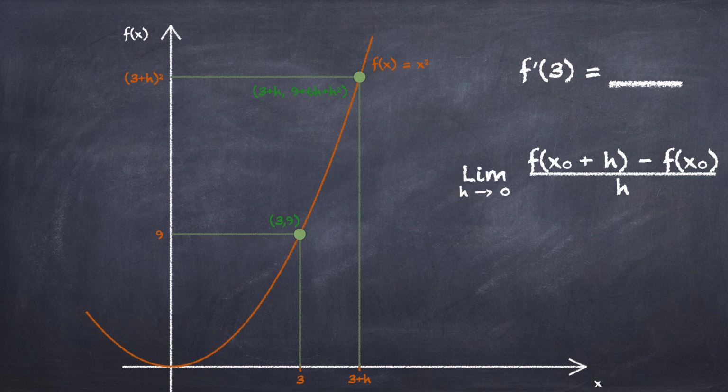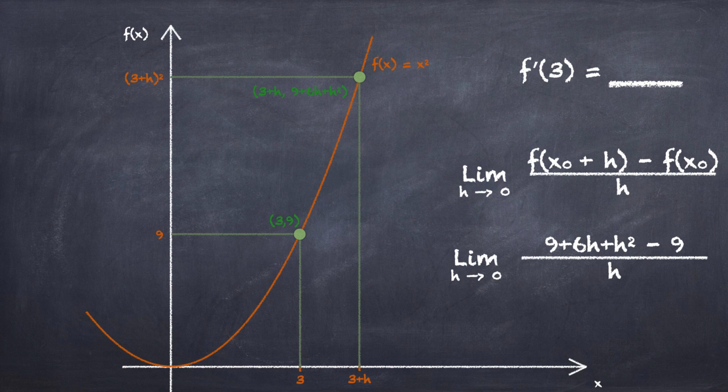F of x is equal to x squared, so whatever is inside the f function, we put into x squared. So x naught plus h, 3 plus h squared, we just figured that out. That's going to be 9 plus 6h plus h squared. And also, f of x naught is just going to be 3 squared, or 9. So we can put those into the equation.